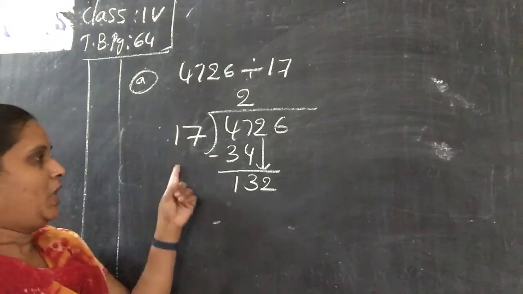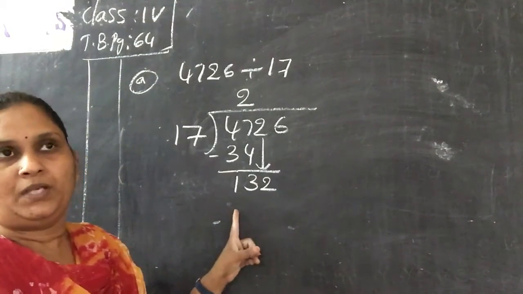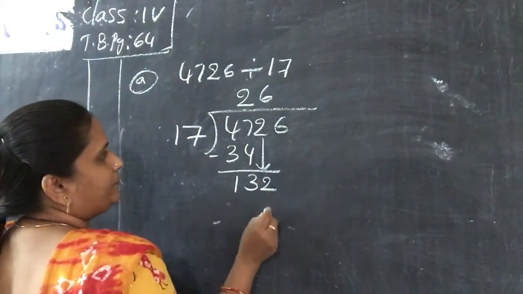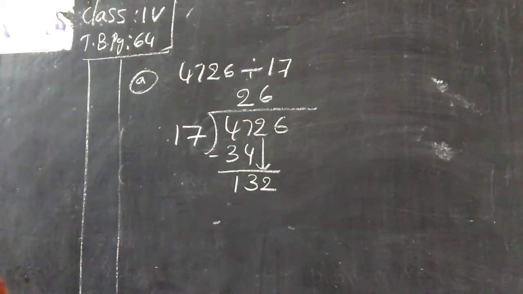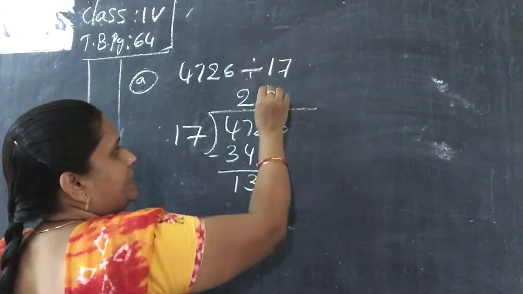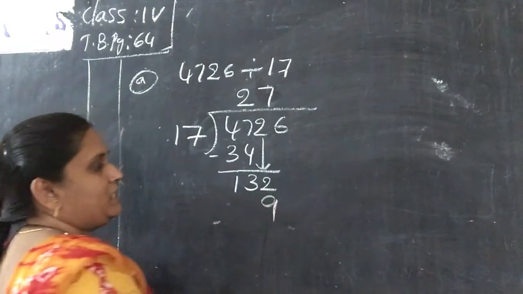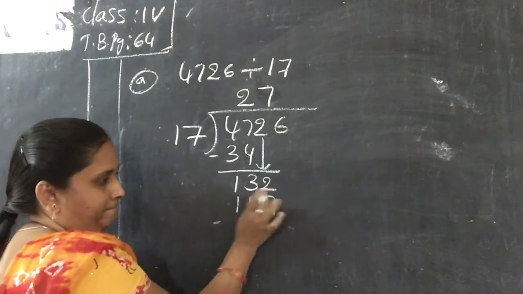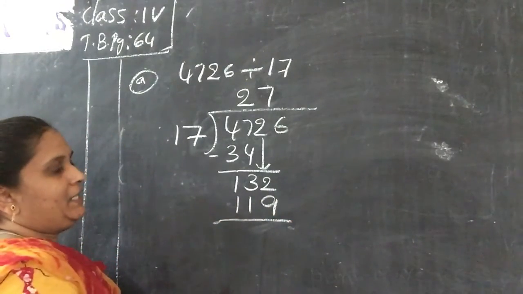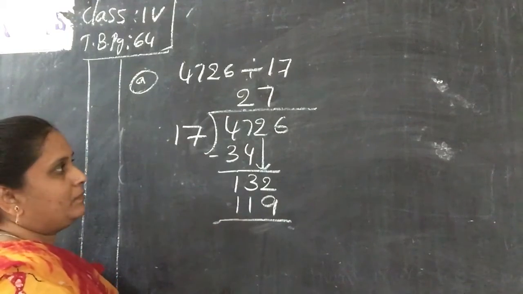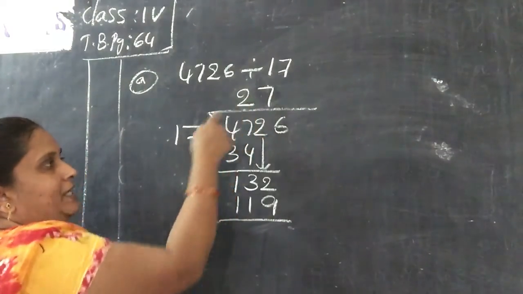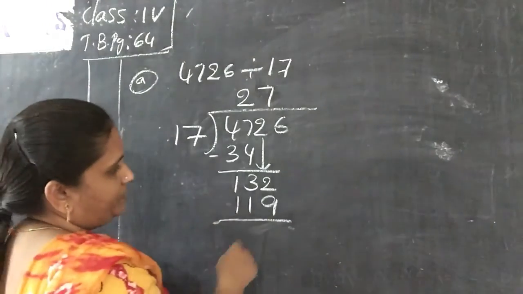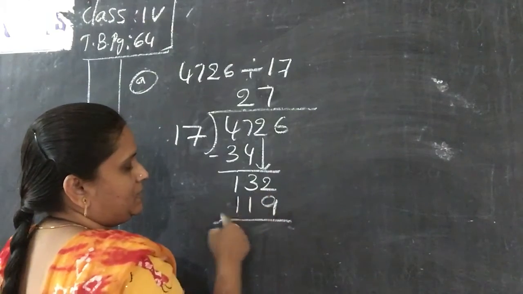132. How many times it will be divided? You can check it with the 4. Oh no, 6. 7 7s are 49. You can check it, children. 7 7s are 49. 4 is the remainder. 7 1 is 7 plus 4 is equal to 11. If you take 8, it will become more than. We'll check with 8 also. 7 8s are 56. So it will become more than 132. So we can't.